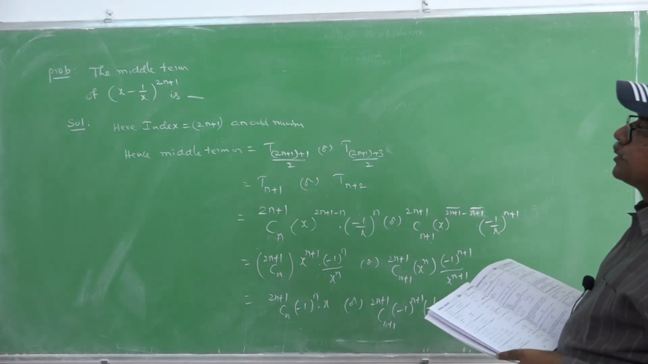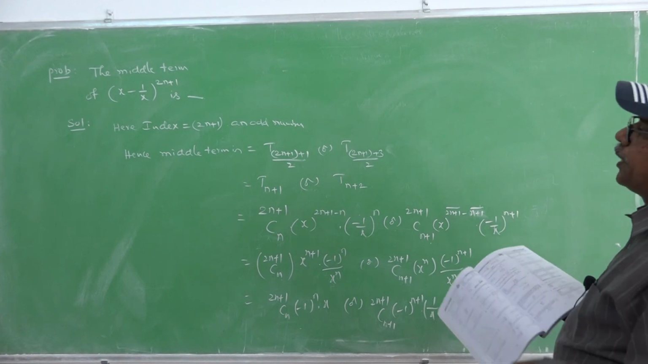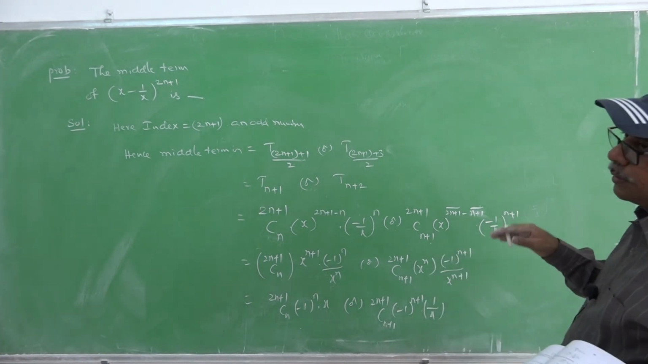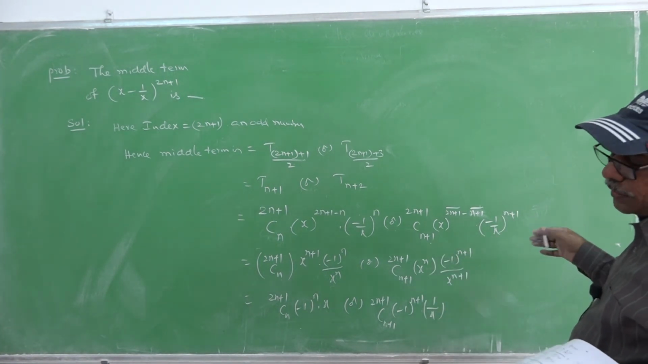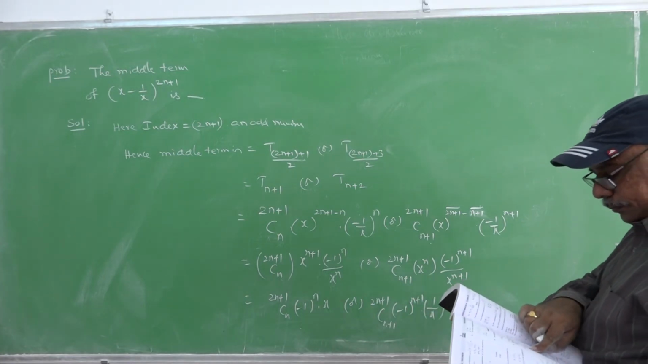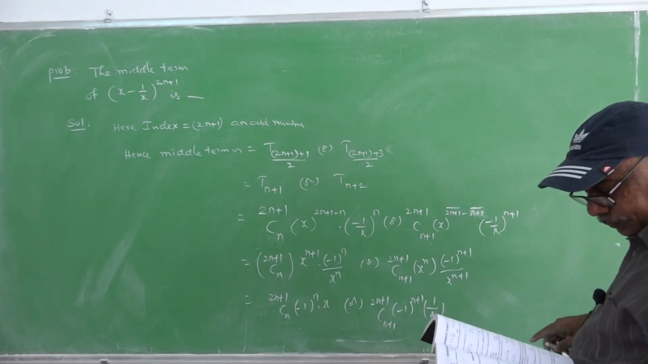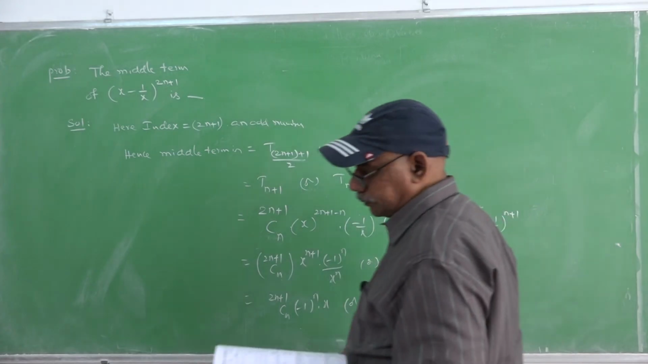Once the index is even, we get only one middle term, namely t index by 2 plus 1. Next.